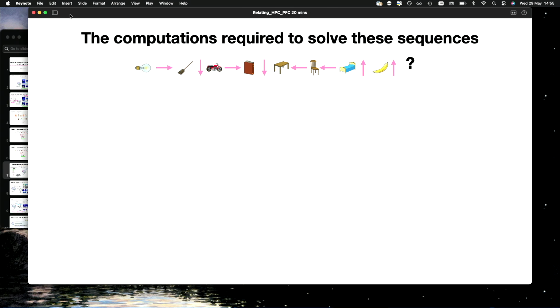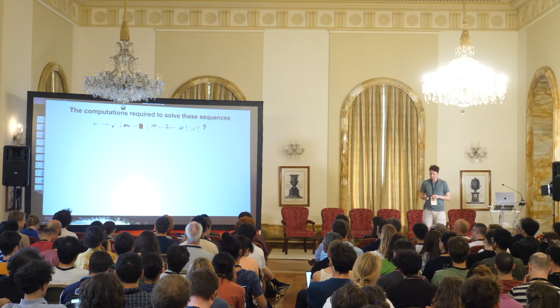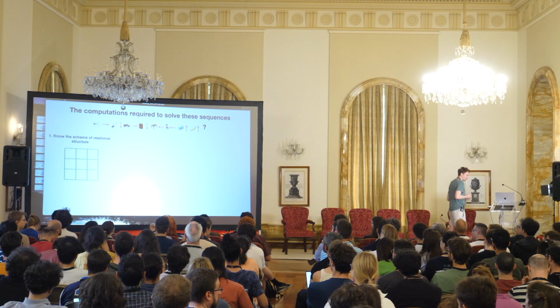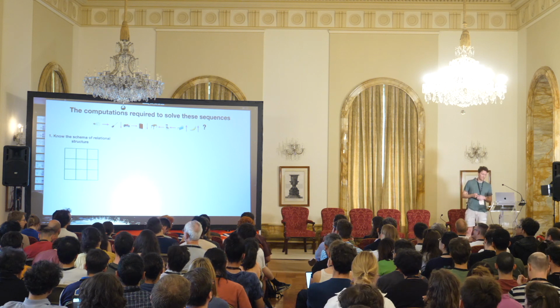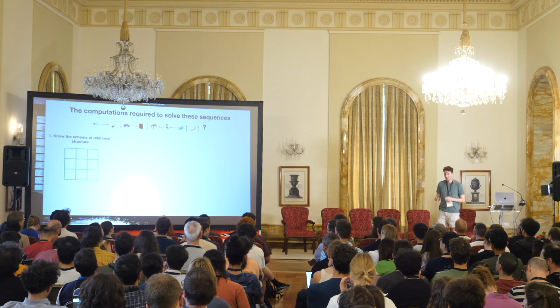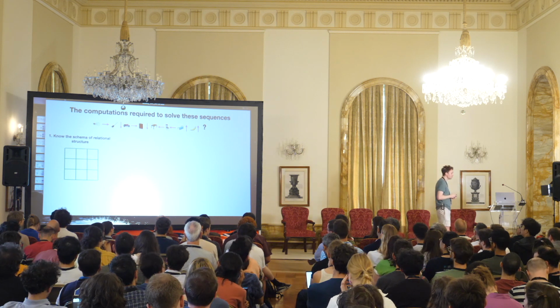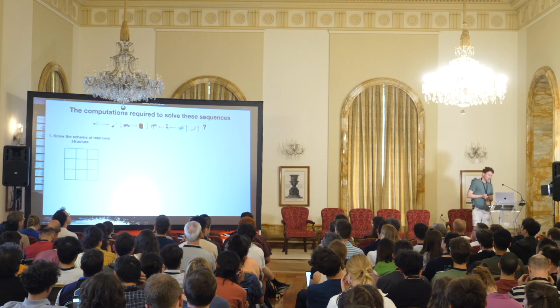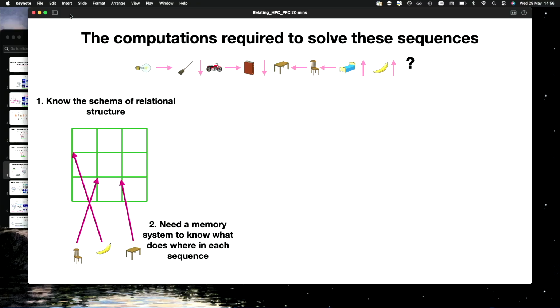Okay, and so what's actually required to solve these problems? Well, firstly, as we saw, it really helps if you have an understanding of the abstract relational structure. In fact, it's the only way you can make some predictions. And the second thing you need is a memory system, because just like you needed to remember who Kate was in order to make the prediction of Kate, you need memory so you can know who goes where in each situation. So there's two components. You need to know about the abstraction, and you need a memory.